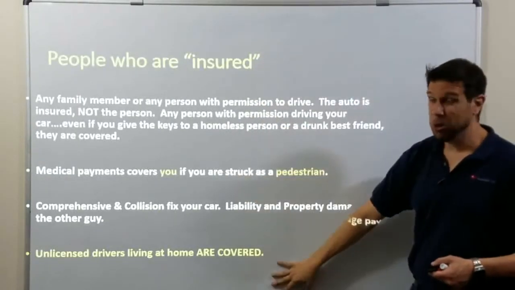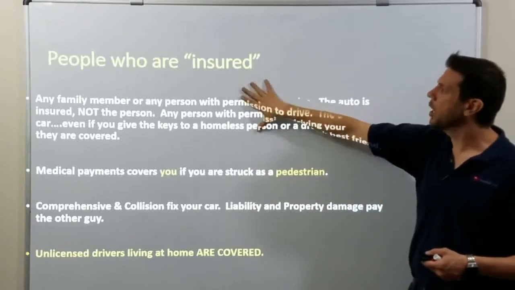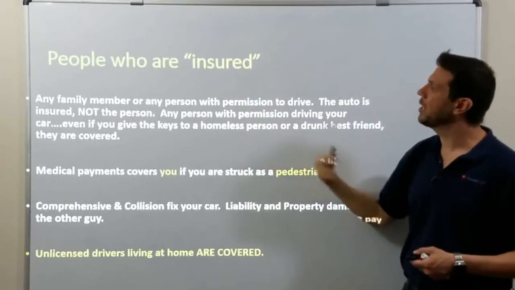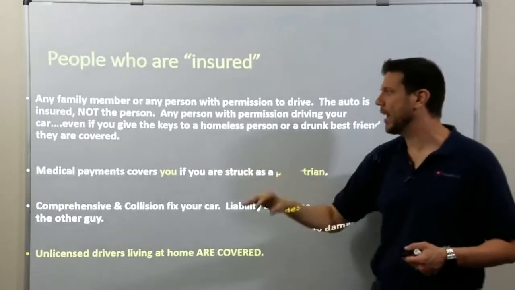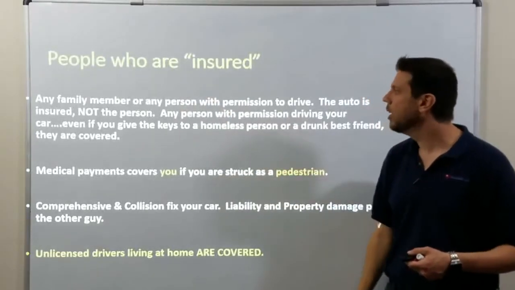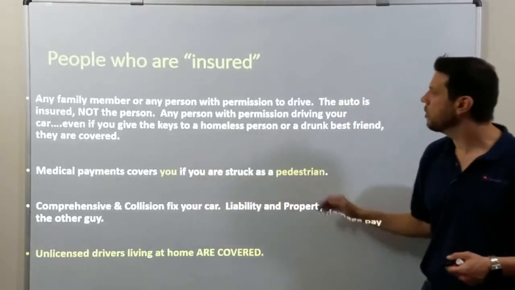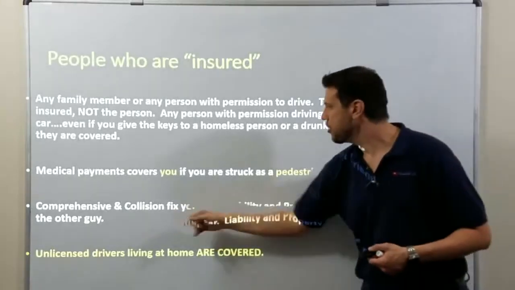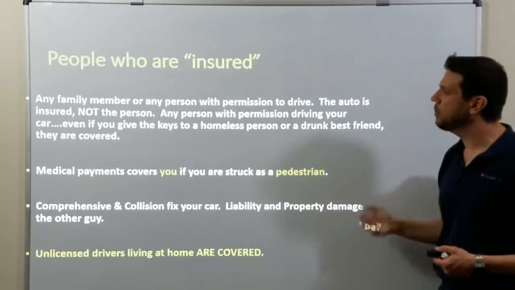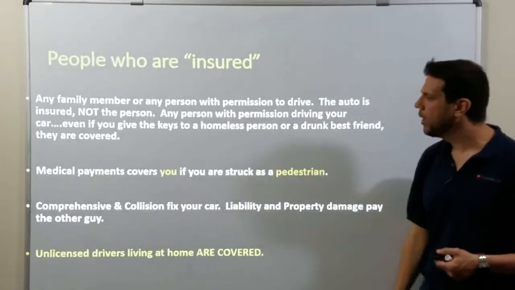These slides go very quickly. People who are considered covered, anybody who drives your car is an insured. So like if you give your keys to a homeless guy or a drunk best friend, they get in an accident, your car insurance will cover. Medical payments, uninsured and underinsured, cover you if you're struck as a pedestrian. Comp and collision fix your car. Liability pays and property damage pays the other guy.